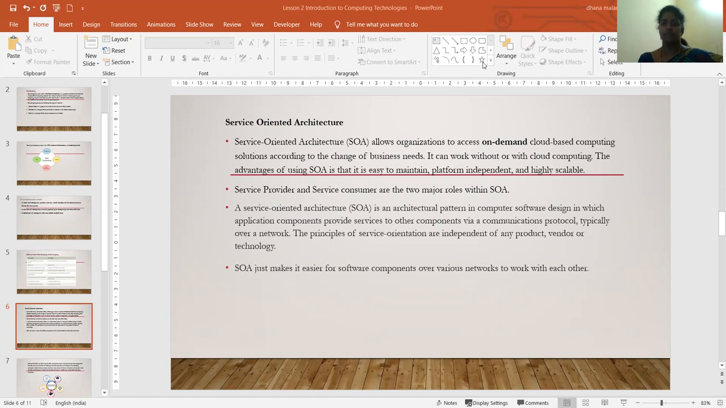Service consumer. The service consumer can locate the service metadata in the registry and develop the required client component to bind and use the services.